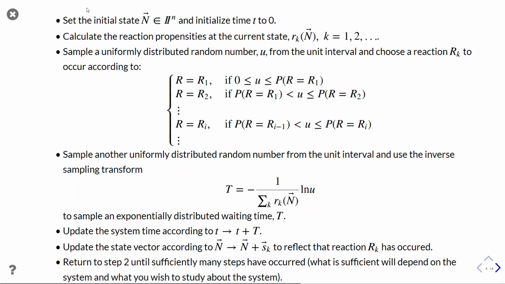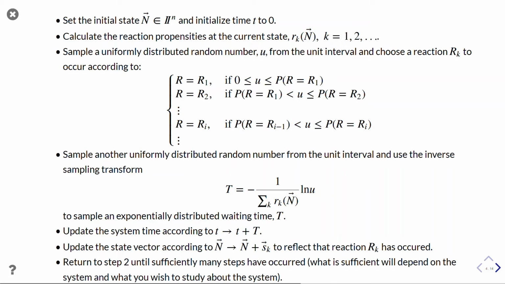To summarize what we've done pertaining to Gillespie's algorithm, I will now show the pseudocode for implementing the algorithm. First, you set the initial state and initialize time to have a value of 0. Then, calculate the reaction propensities at the current state based on the functional form of the reaction propensities for each k. Then, you sample a uniformly distributed random number u from the unit interval and choose the reaction R sub k to occur according to the rules that we developed, and they are summarized here. Then, you sample another uniformly distributed random number from the unit interval and use the inverse transform sampling formula that we just detailed.